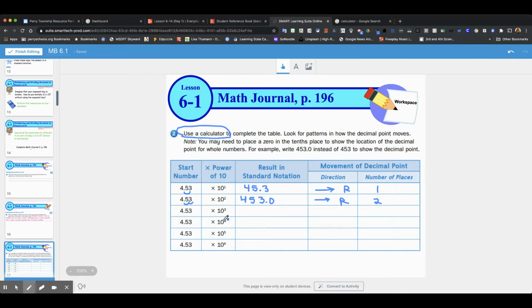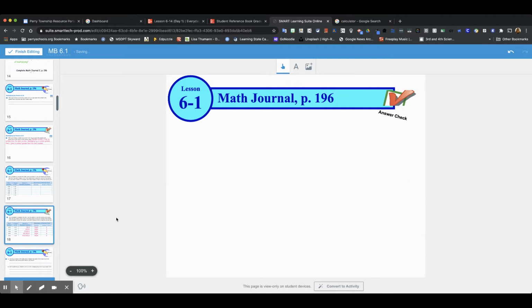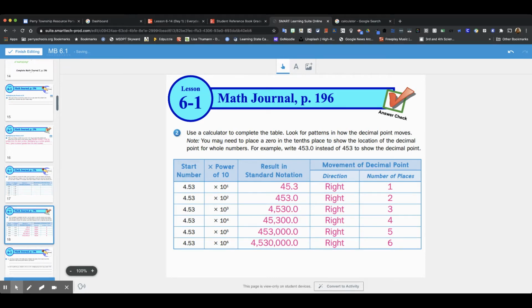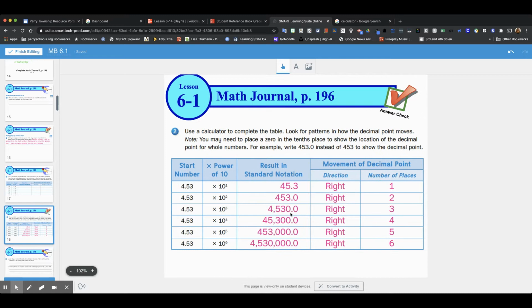Okay. So now I would like you to finish this question. So doing times 10 to the third, times 10 to the fourth, times 10 to the fifth, times 10 to the sixth. Pay attention if you see any patterns going on here. Again, you're starting with 4 and 53 hundredths and then multiplying it by those different powers of 10. Okay, but now you should have created work that looks similar to this. You should see that for each one, we went from 453 to 4,530 to 45,300 to 453,000 to 4,530,000. And each time the decimal did move to the right, and you'll see that the place values went 1, 2, 3, 4, 5, 6.